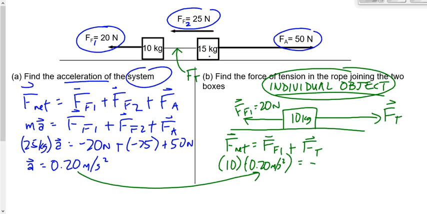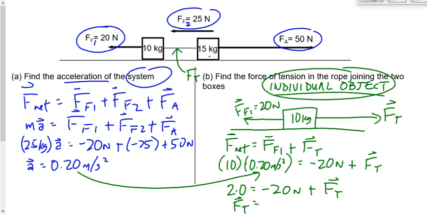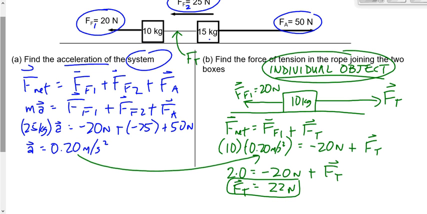FF1 is negative 20 newtons, and Ft, the force of tension, is what we're looking for here. 10 times 0.2 is 2 newtons. Take the 20 newtons over to the other side by adding, and we get a force of tension here of 22 newtons.